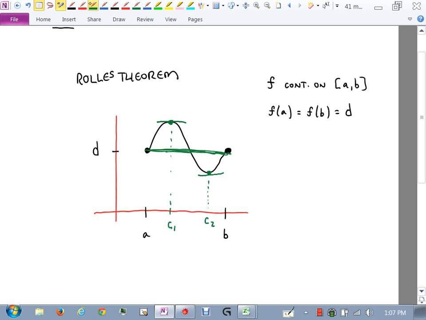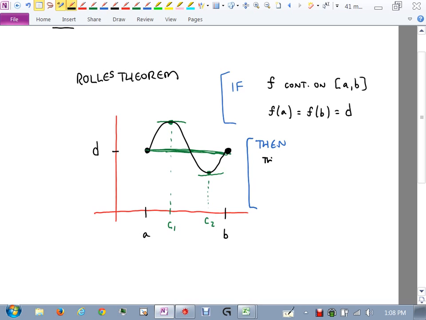So Rolle's theorem says that if this is true, if this right here is true, you have a continuous function on a closed interval, you have that the two endpoints give you the same value, the result of Rolle's theorem says this. Then, here's the result.